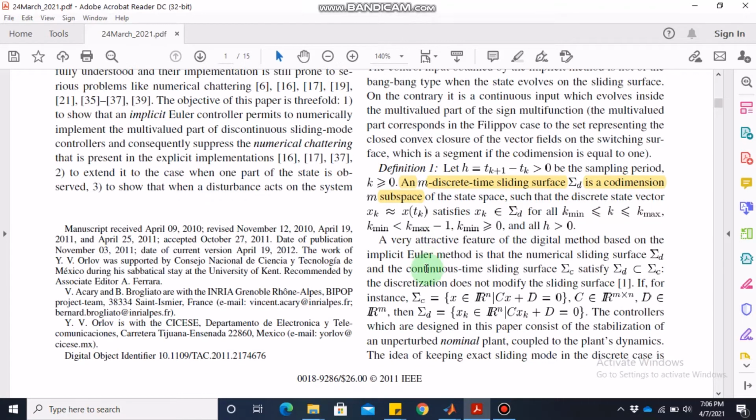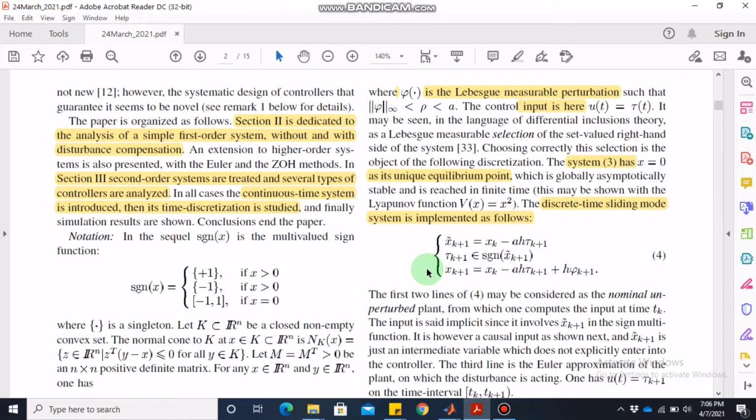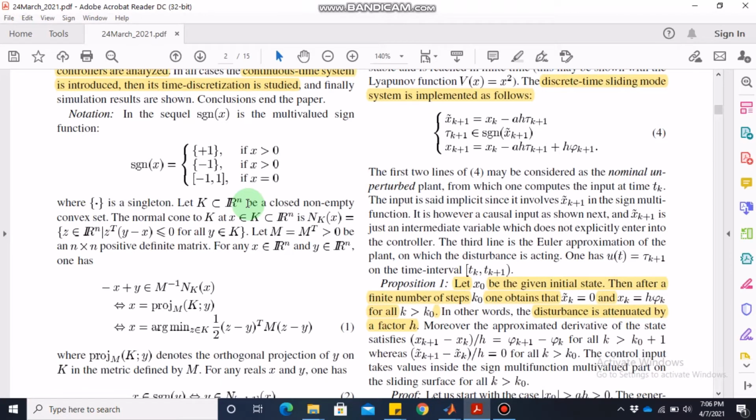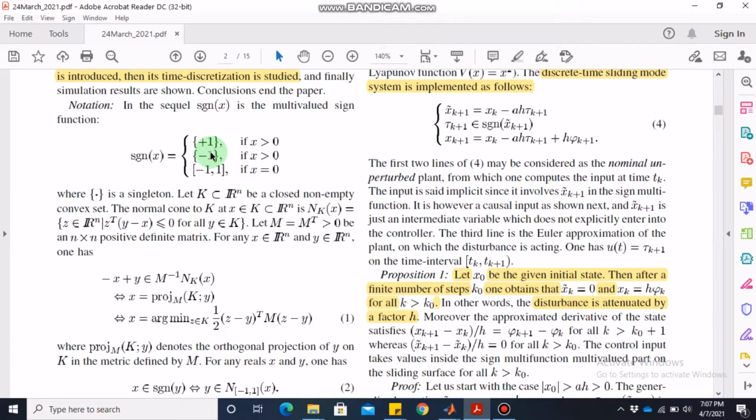I'm not going to go into the detail of these properties because it requires a very long discussion of dimensions and spaces and so on. You can download this paper, read it through, and get into the theory. But I think there is a small typo here, because they define a sine function, or this sort of a modified sine function, where it has a value plus 1 if x is greater than 0, and I believe it's minus 1 if x is less than 0, and the value ranges anywhere between minus 1 and plus 1 if x is equal to 0.